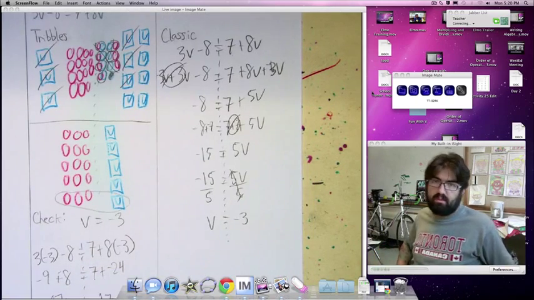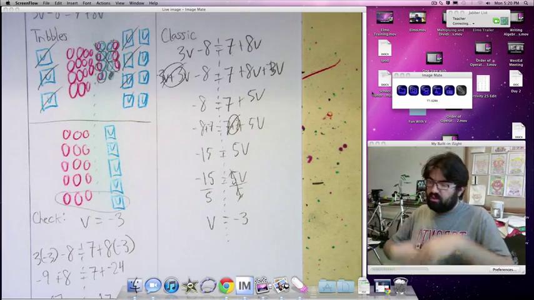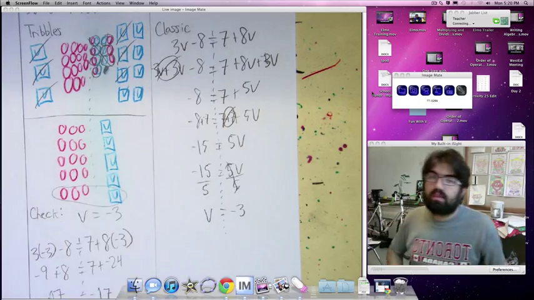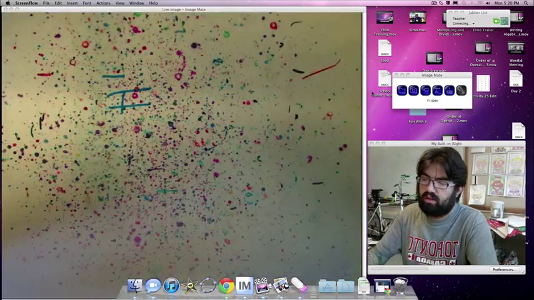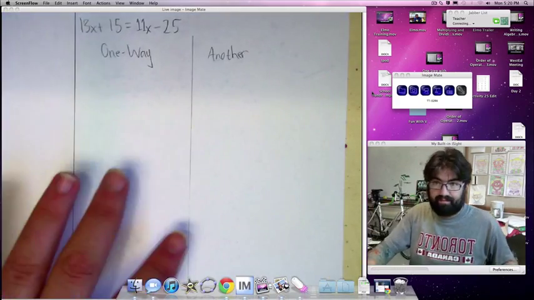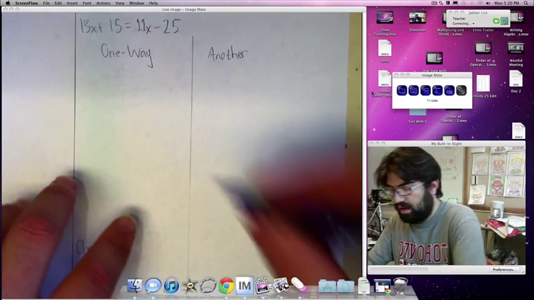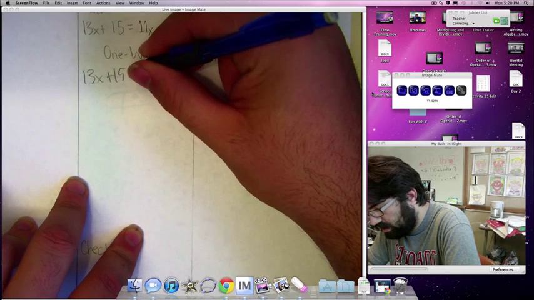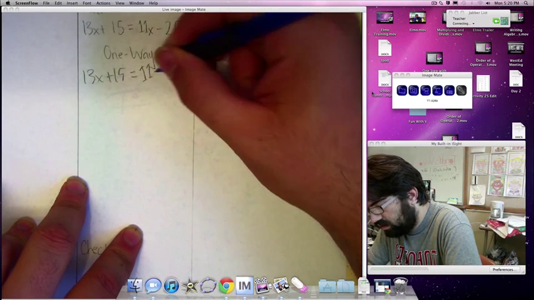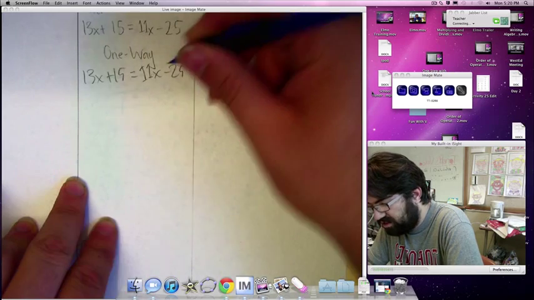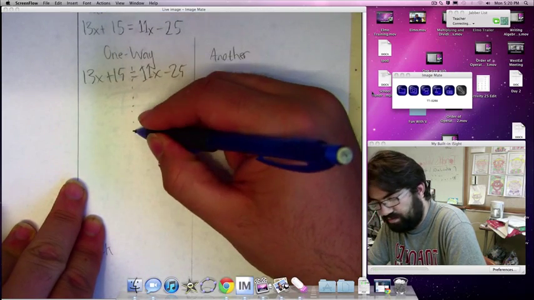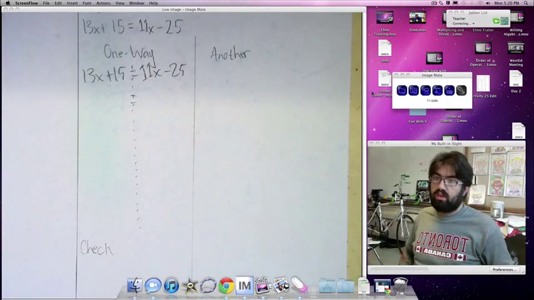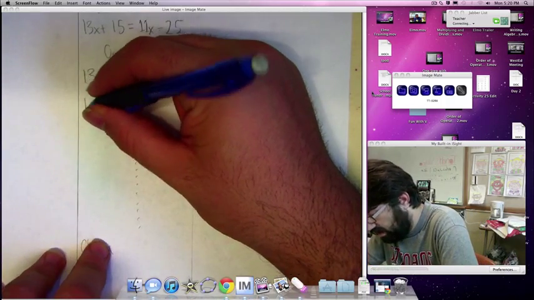The classic method. I'm sure a lot of you have been wondering, does it really matter which one we move? Could we move 8v over here? That's a great question. Let's check. If I start with 13x plus 15 equals 11x minus 25, does it really matter which one we do? It shouldn't. It should actually be exactly the same answer. So let's check. I'm going to rewrite.